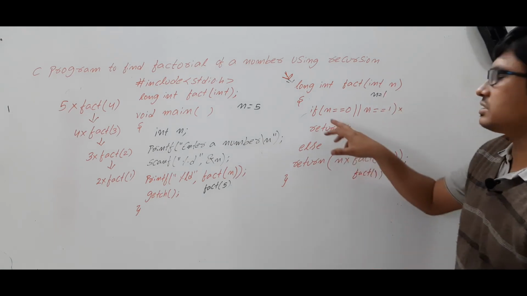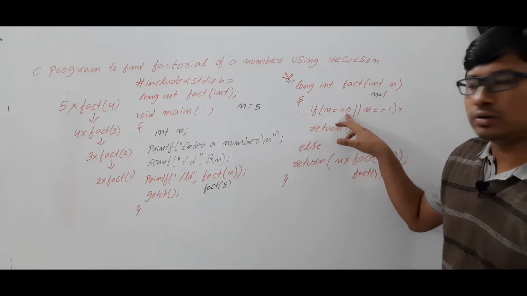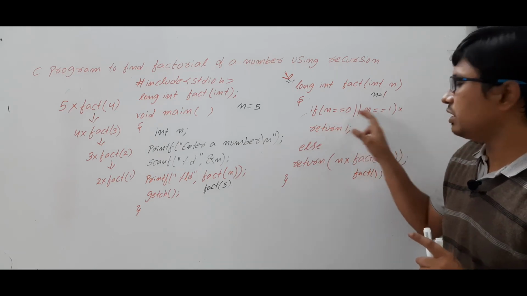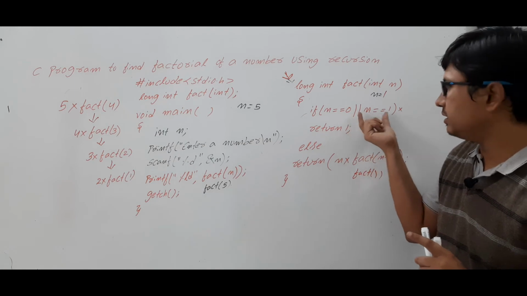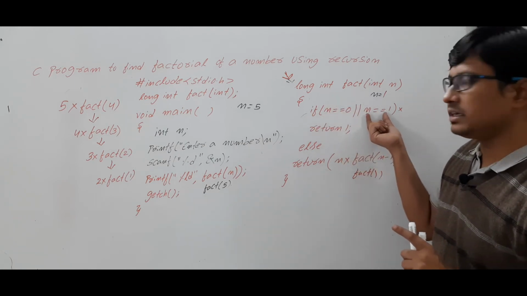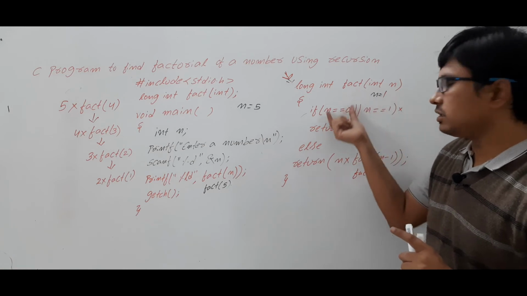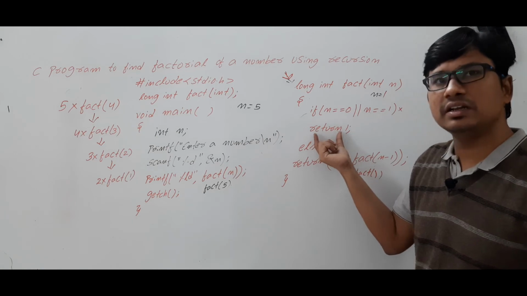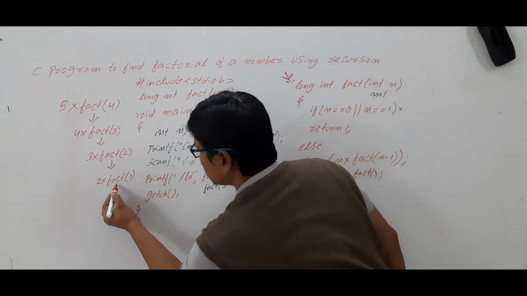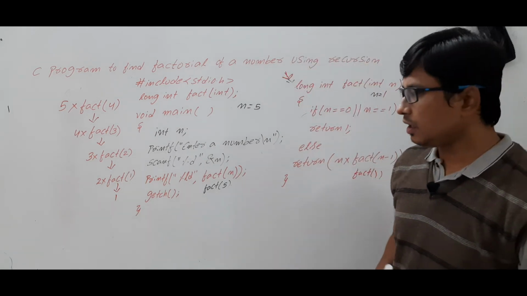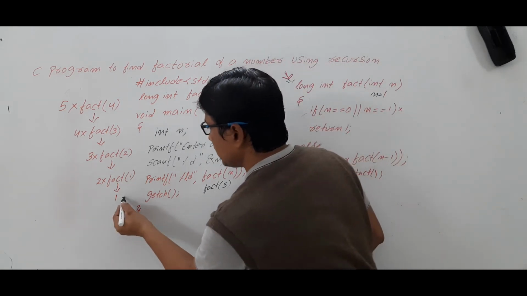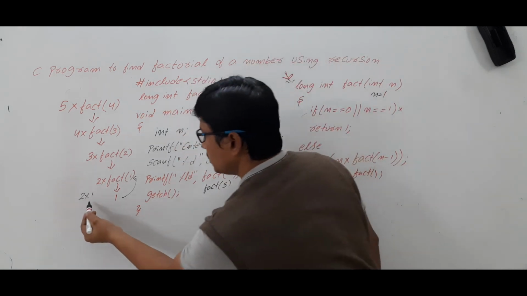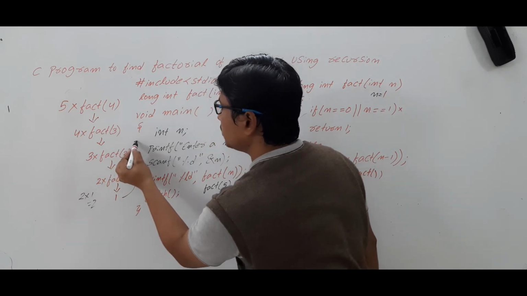Now look at this condition. Is n equal to 0? No. Is n equal to 1? Yes, the condition is true. If any one of the conditions is true, because there is a logical OR, then the entire condition will be true. As this condition is true, the statement which is there in the if block will be executed. What is the statement which is there? Return 1. So this function will return the value 1. As this function is returning a value 1, this is nothing but 2 into 1, which is equal to 2. So fact of 2 will return a value of 2.